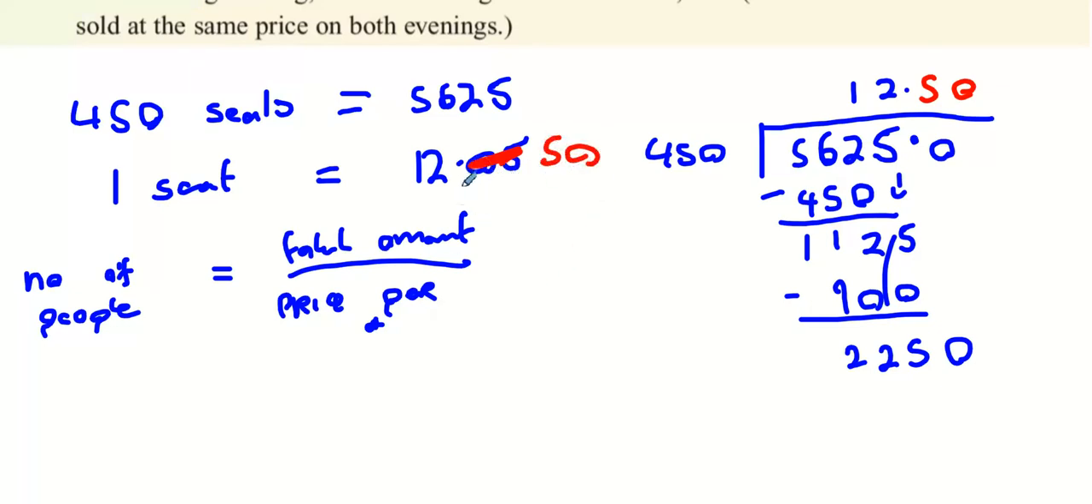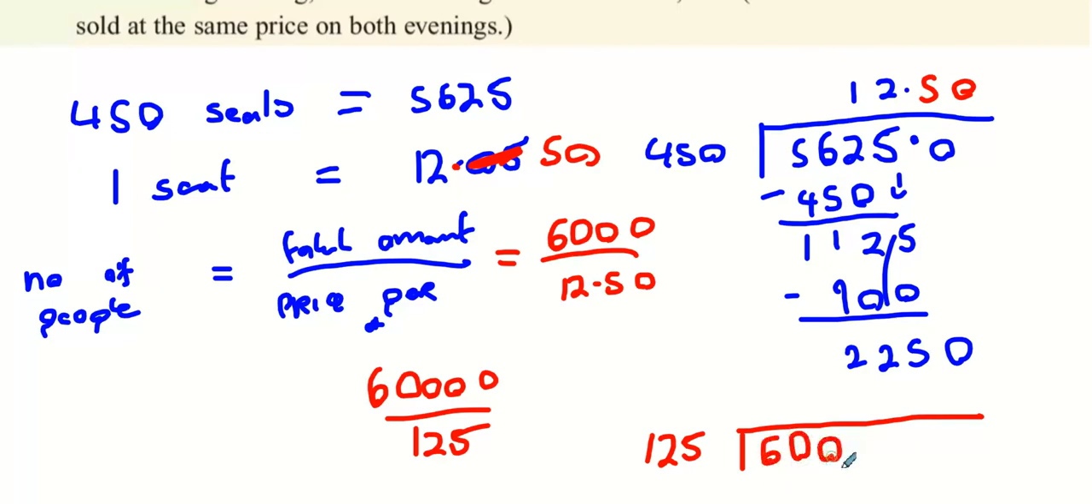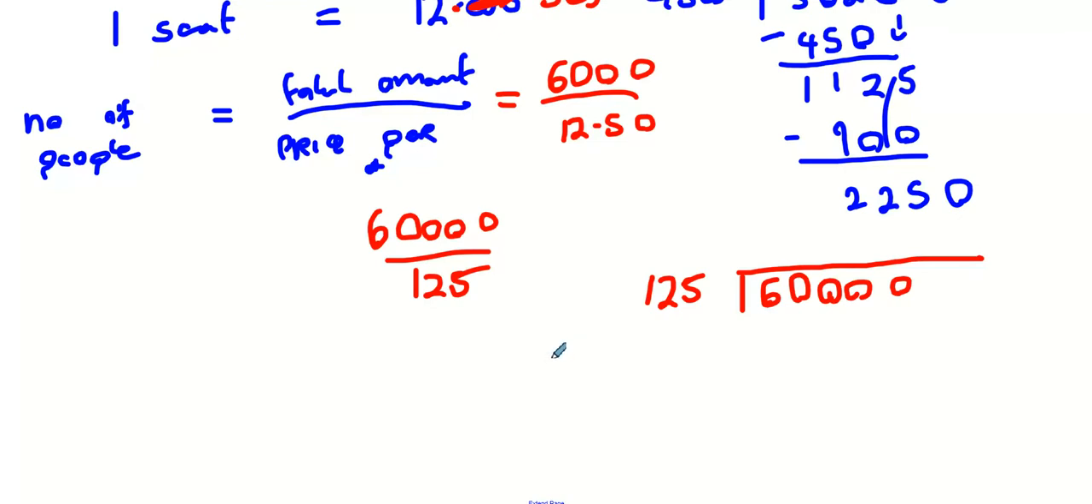Alright. So what I'm meant to be doing is dividing the total amount, which is 6,000, divided by €12.50, which is my fault completely. Okay. Multiply top and bottom by 10 and we get 60,000 divided by 125. Rookie error. So let's do 125 into 6,000.